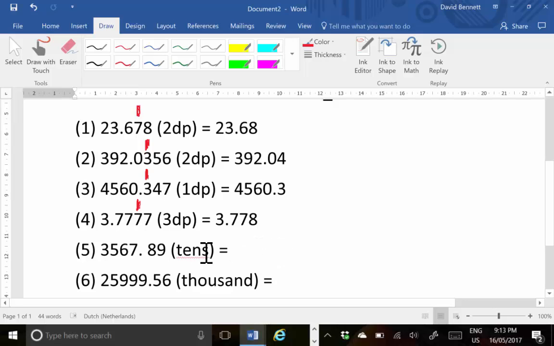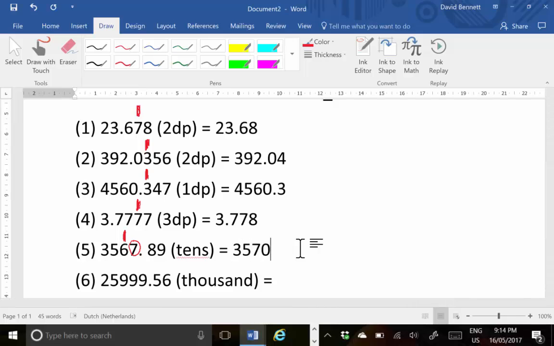In this particular case, what's this number rounded off to the nearest tens? If I'm looking at the tens here, that's my units, so that's my tens, isn't it? Again, I'm looking at the next number, which is a 7. So the 6 would either stay as a 6 or go up to a 7. If I'm rounding to the nearest ten, it's got to go up. So it's going to be 3,570.